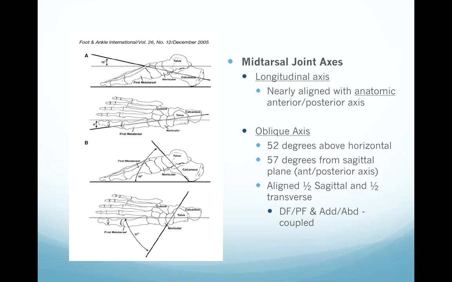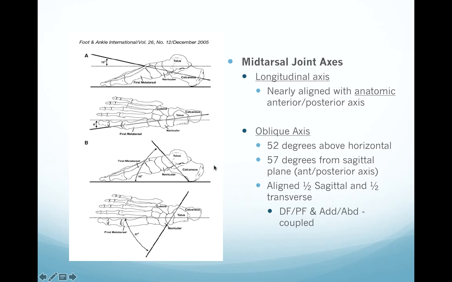But to understand how the effects happen, we first have to understand the axes of the mid-tarsal joint. Treating the calcaneocuboid and the talonavicular joint as one joint complex, we can identify two axes. There's a longitudinal axis that's nearly aligned with the anatomic anterior-posterior axis. So you'll have eversion and inversion of the forefoot occurring around this axis.